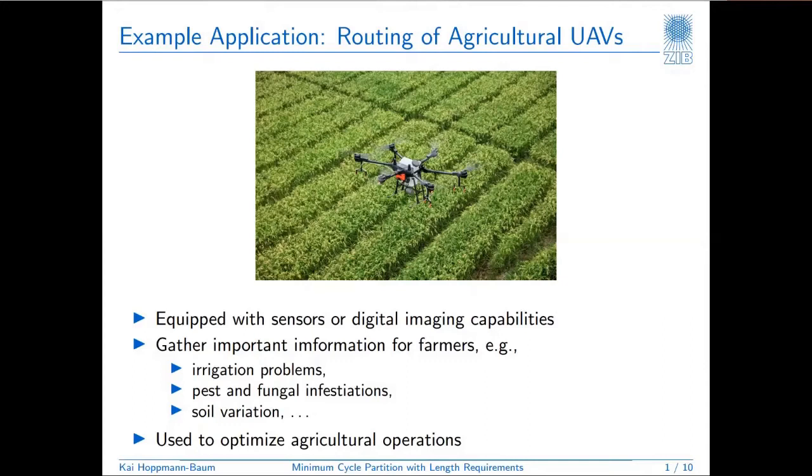UAV stands for Unmanned Aerial Vehicle here, and these agricultural UAVs are commonly used in the US. These are like drones that are equipped with sensors and or cameras and can make images, and they gather important information for the farmers. So information such as irrigation problems, if there are pest and fungal infestations, or if there is a soil variation. And of course, if you have all this information at hand, the farmer can optimize his or her agricultural operations, such as to increase maybe the water frequency for some fields, or to fight against a fungus which the field may be impacted by.